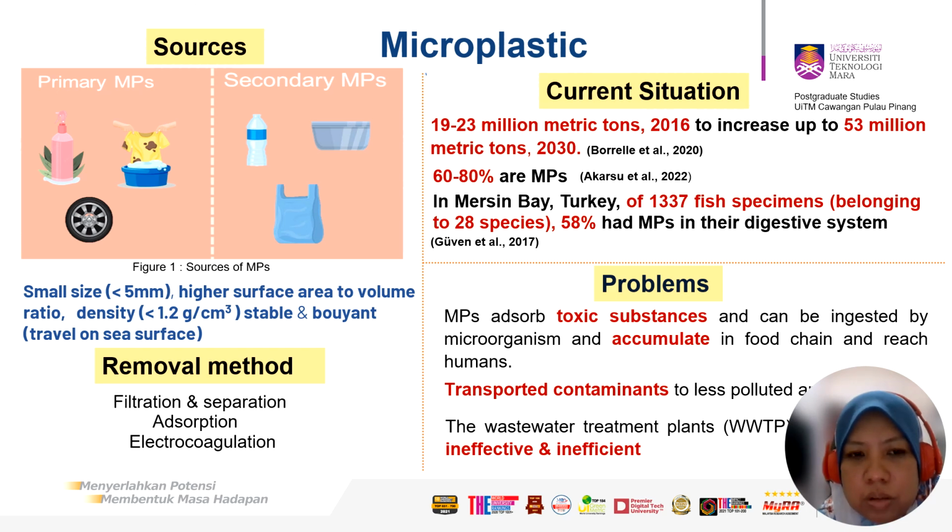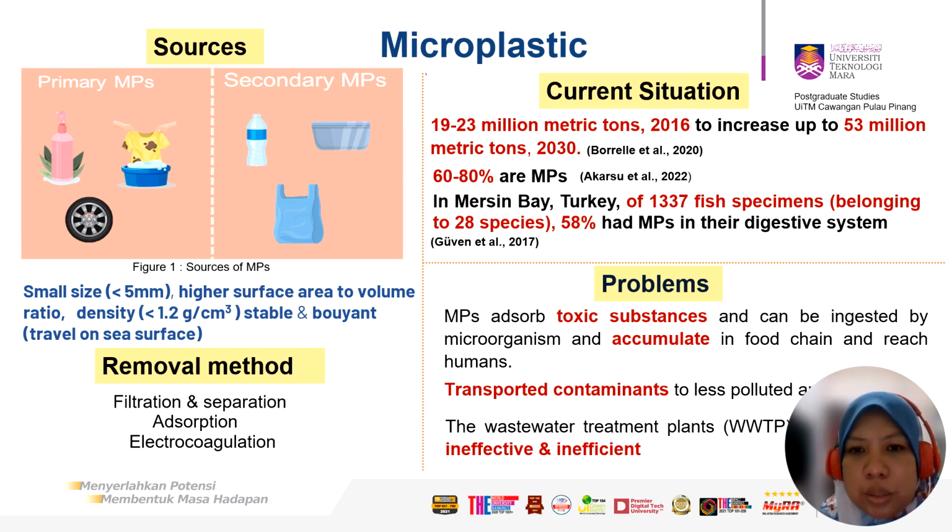There are two main sources of microplastic. The primary microplastic can usually be found in products such as cosmetic and household products. And then we have the secondary MPs, which result from the degradation of larger plastic products.